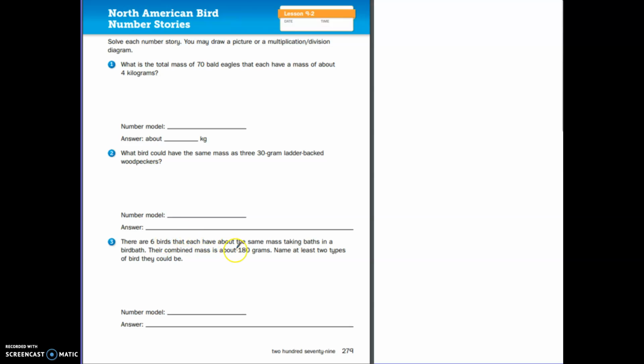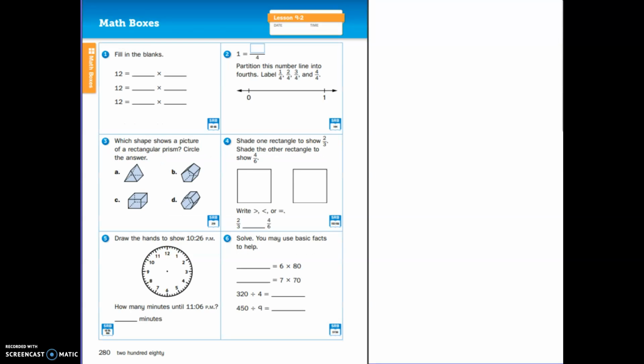Your task is to work on page 279, and you're probably going to need those 2 pages with the poster open to help you with them, and then your math boxes on page 280.